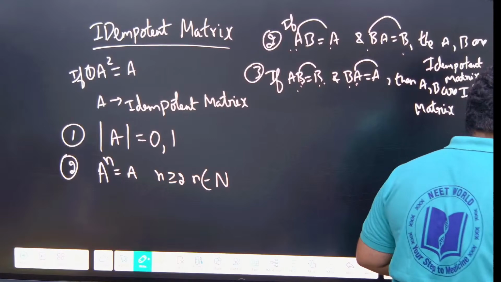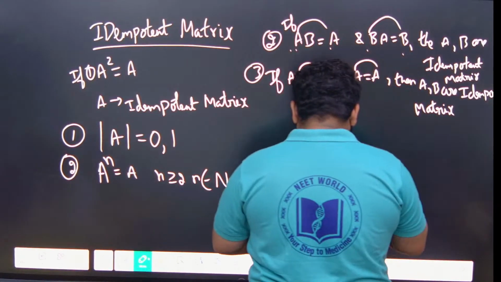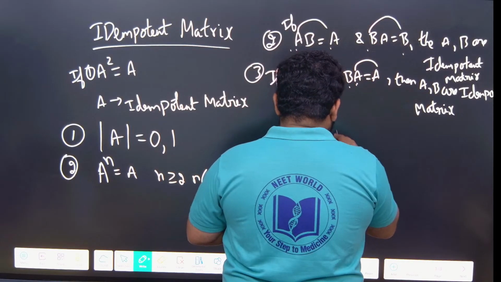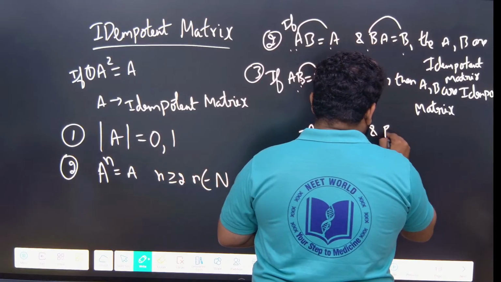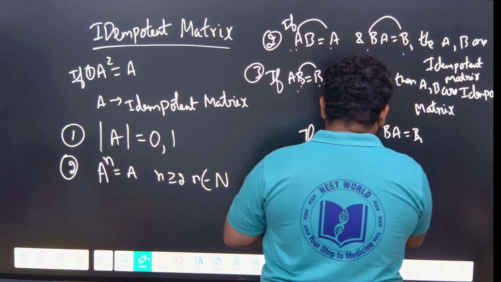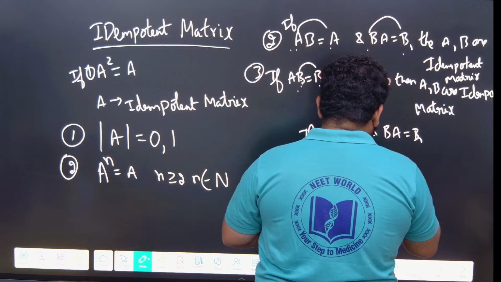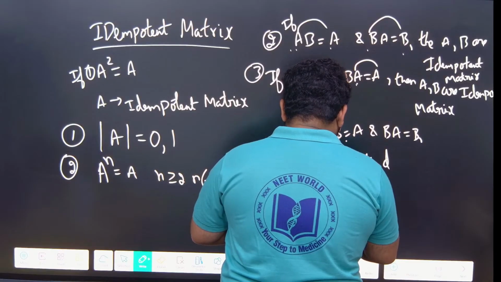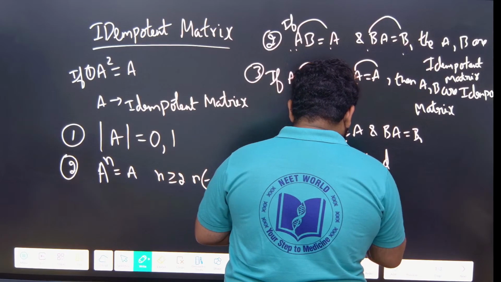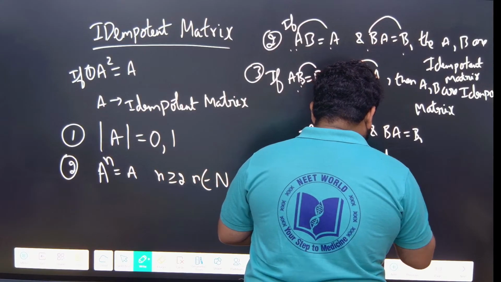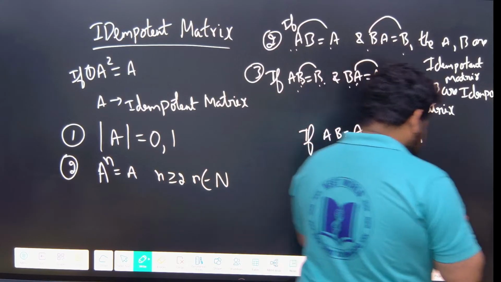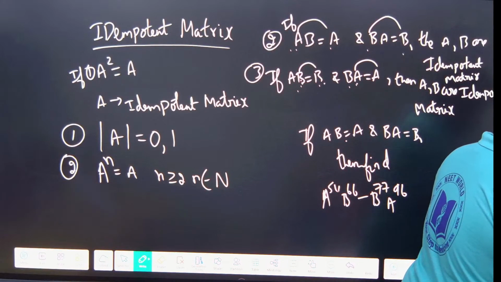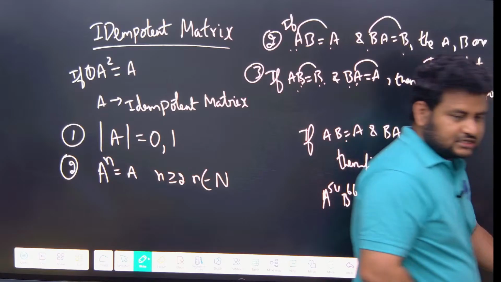Now, suppose I give a question like this. For example, they will give: if AB is equal to A and BA is equal to B, then find A power 54, B power 66 minus B power 77 and A power 96. They will ask the value of this.